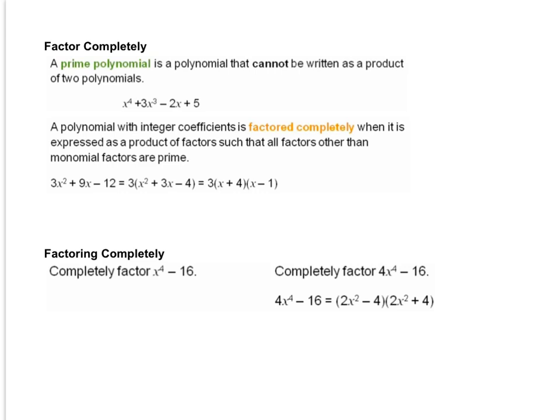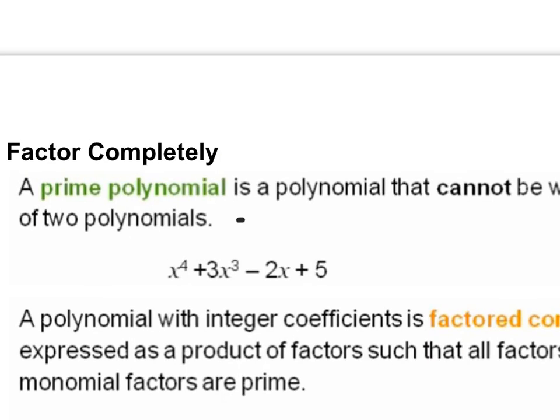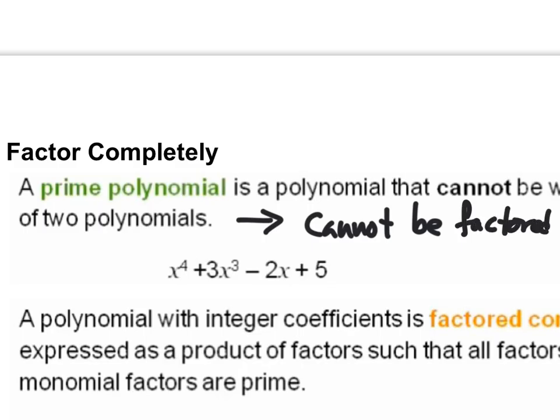The first thing that I would look at is something that we call a prime polynomial. That's a polynomial that cannot be written as a product of two polynomials. So a prime polynomial is something that cannot be factored. This is the same problem that we had before. You probably want to do a grouping approach, but if that doesn't work, then we can't factor it, typically. So it cannot be factored.